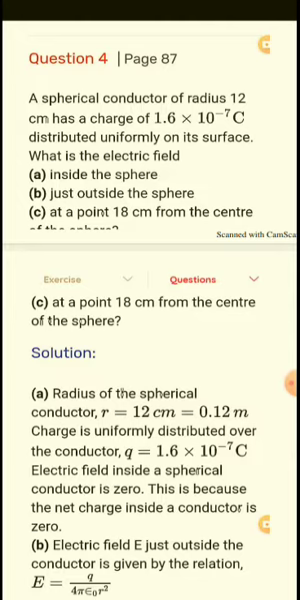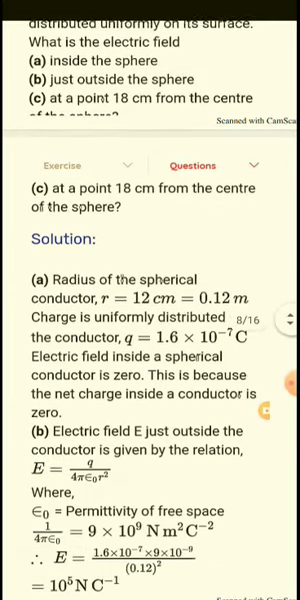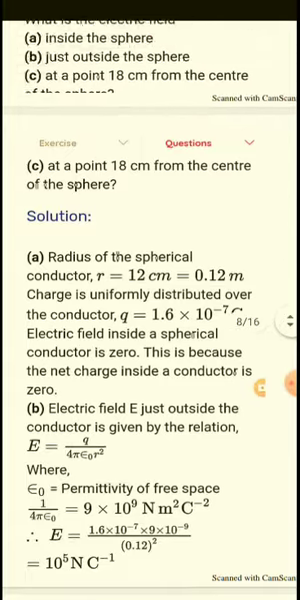Now we can see the first one. Radius of the spherical conductor R is equal to 12 centimeter. It can be converted into meter, so it will be 0.12 meter. Charge Q is equal to 1.6 into 10 to the power of minus 7 coulomb. The electric field inside a spherical conductor will be 0, because the net charge inside a conductor will always be 0. This we have already studied in the theory itself.